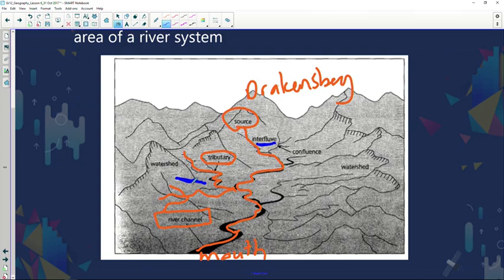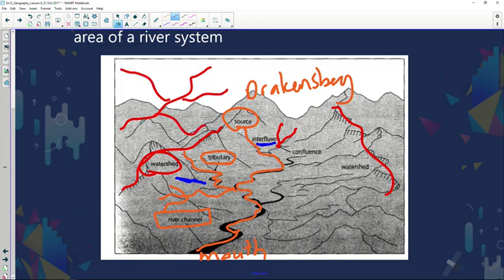Now, confluence, if you look at that term over there, is where two rivers join. There's one river joining and there's another river joining. And very importantly, lastly, is a watershed. The watershed separates one drainage basin from another. For instance, this can be the Gr12 drainage basin. On this side can be the Vaal River or the Orange River Basin. So there is another source with its own tributaries flowing into it. So what does the watershed do? This watershed separates drainage basins from one another.